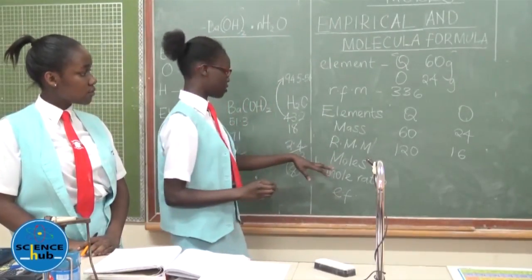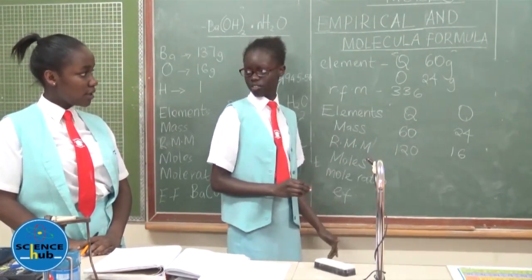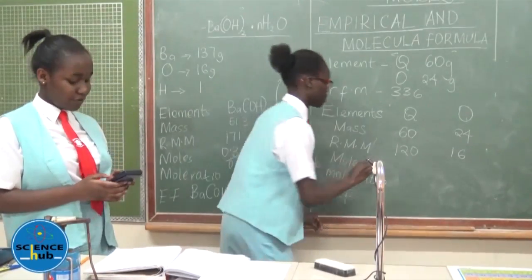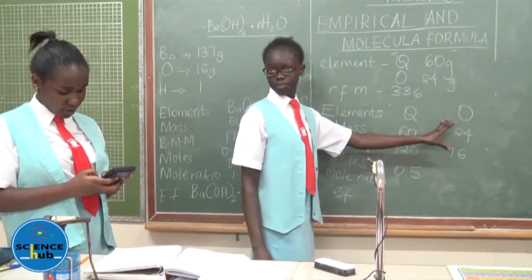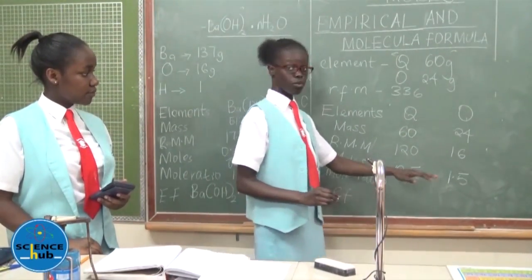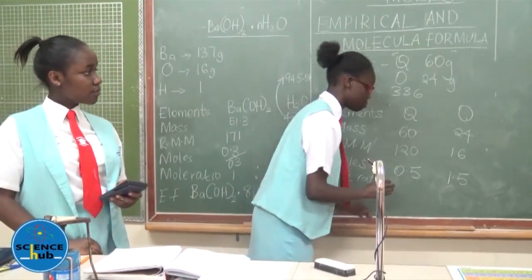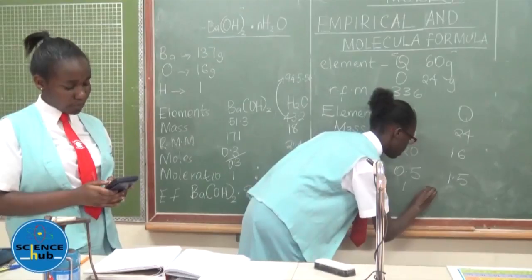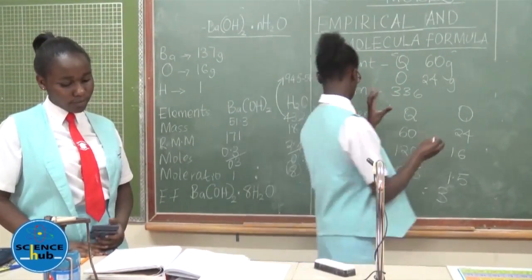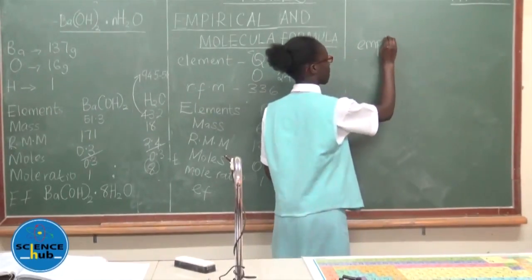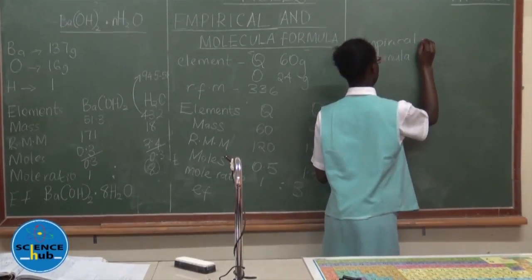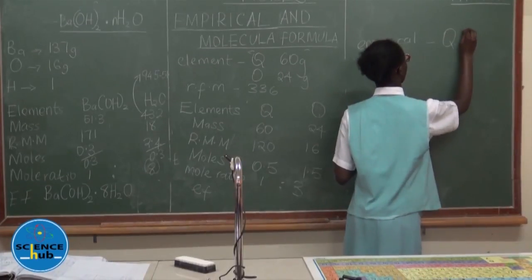Now to obtain the number of moles, we divide the mass by the RMM. That gives 0.5 for Q, and oxygen, 1.5. We can get the mole ratio by dividing by the smallest number, which is 0.5. So the mole ratio will be 1:3. Therefore, the empirical formula of this compound is QO3.